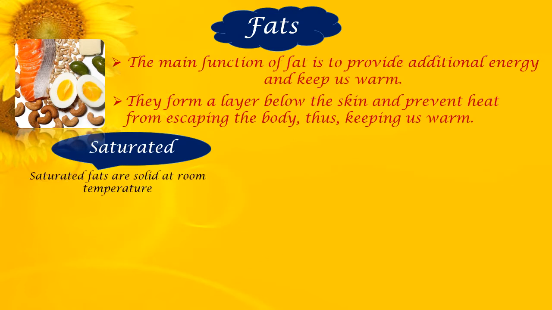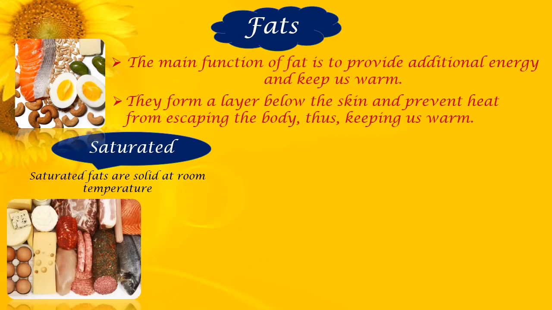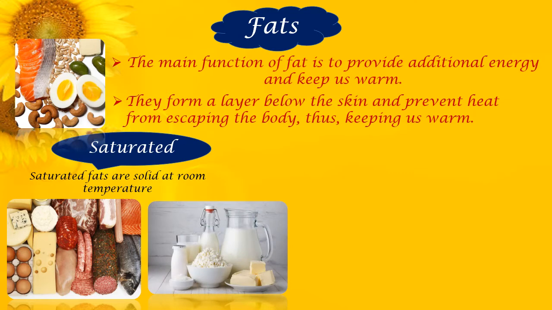Saturated fats are solid at room temperature. This is how we identify them. Some examples are given here. These are animal products. So where do we get milk from? From animals, cow, goat. Yes, animal products, and also certain plant food items like coconut oil and palm oil.